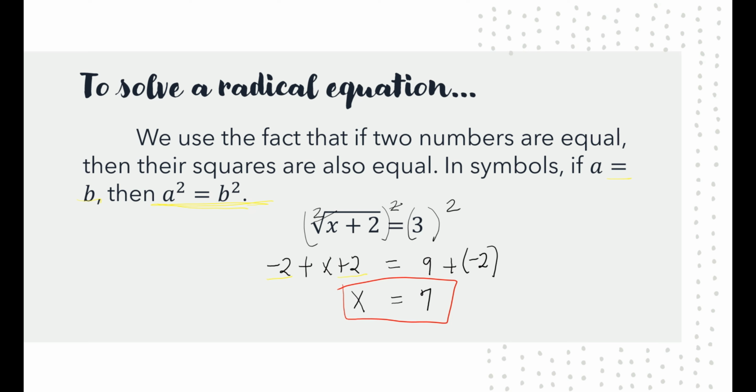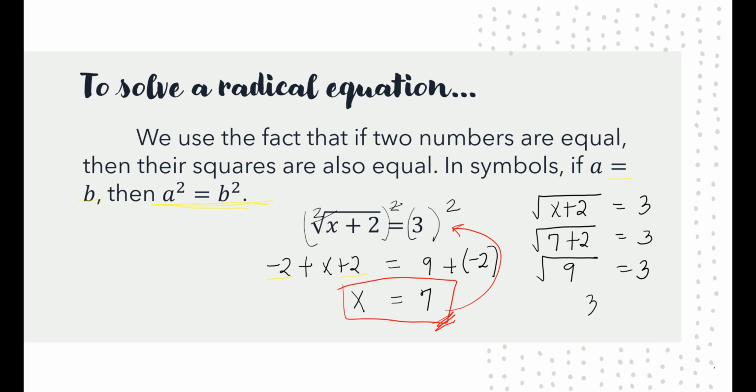And to check that, we have to substitute our final answer into the original equation. Our original equation is square root of x plus 2 equals 3. Now let us substitute our computed value of x, and that is the square root of 7 plus 2 equals 3. And 7 plus 2 is equal to 9. And the square root of 9 is equal to 3. Therefore, we can say that our answer, x equals 7, is correct.